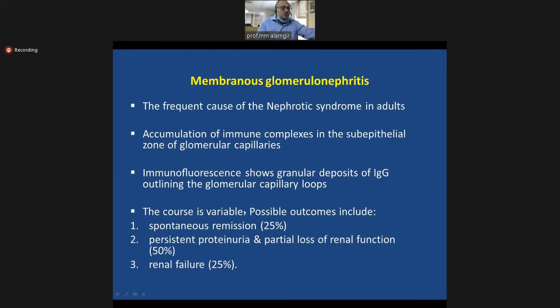Now, the course of this disease is variable. Possible outcomes include spontaneous remission in 25% of cases. 50% of these patients have persistent proteinuria and partial loss of renal function, whereas 25% rapidly progress to renal failure requiring dialysis or renal transplantation. So these are the possible outcomes or prognosis of membranous glomerulonephritis.